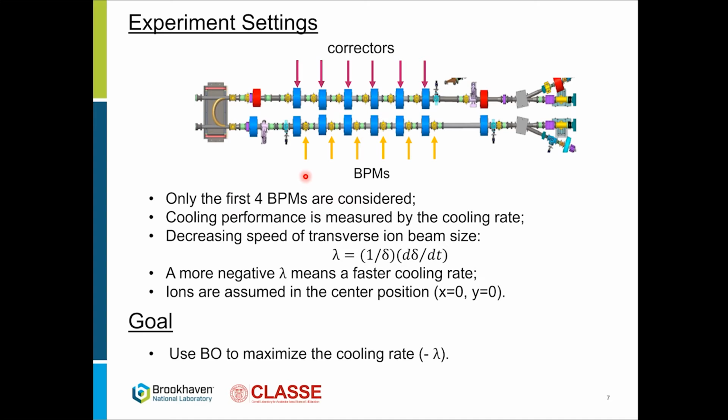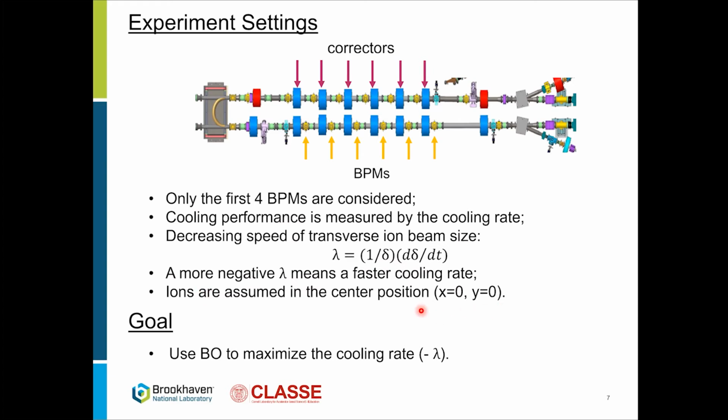So, the cooling performance. Here we use a basic Bayesian optimization to take only 4 inputs. The cooling performance is measured by the cooling rate, which is the objective. It's defined as the decreasing speed of the transverse ion beam size. Its formula is here, and the delta is the transverse ion beam size. From the definition, the decreasing speed indicates that a more negative lambda means a faster cooling rate.